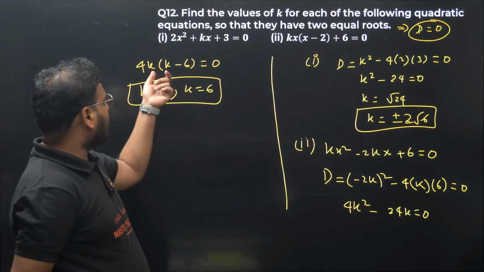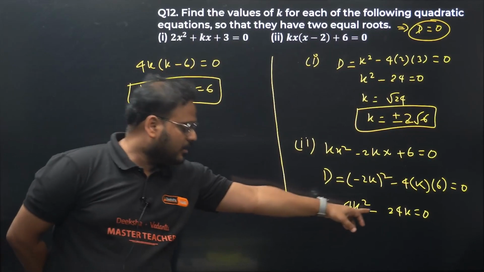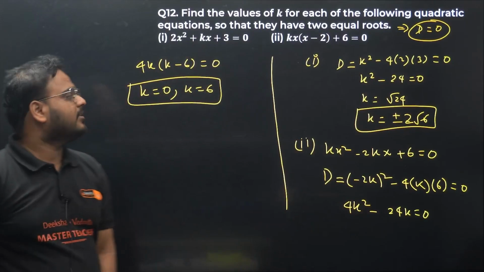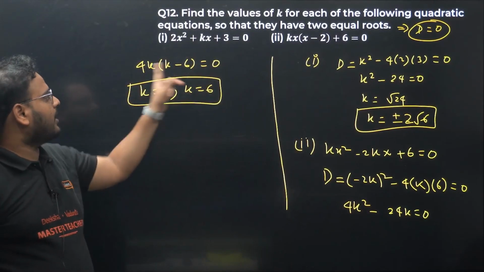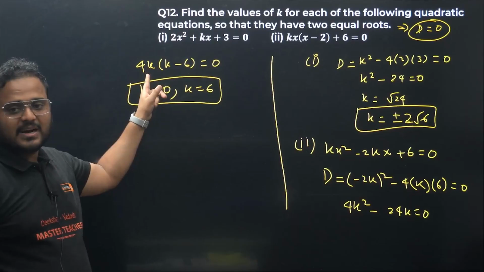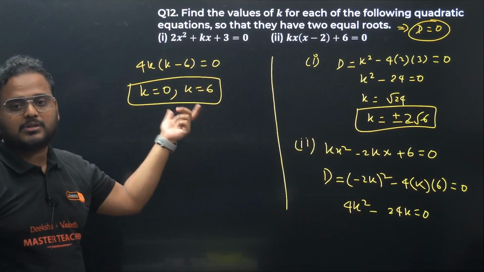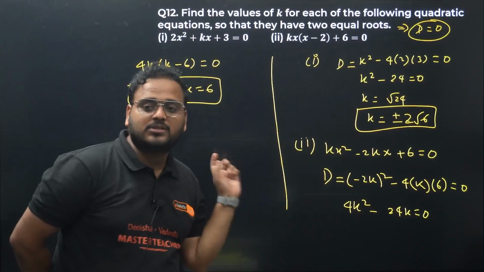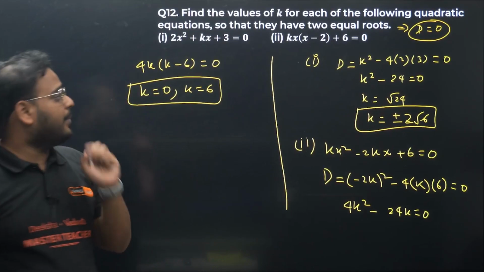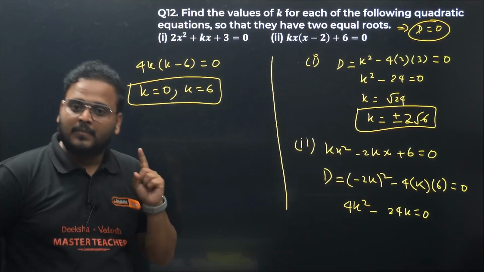Because if we take 4k common, what is left over here? K is left. In the second term, only 6 is left. So if you equate to 0, k can be 0 from the first factor, 4k, or it can be k minus 6 as well. So it will become k equal to 6. My answer for k is either 0 or 6 for question number 12 part 2. 12th is done. Simple enough.